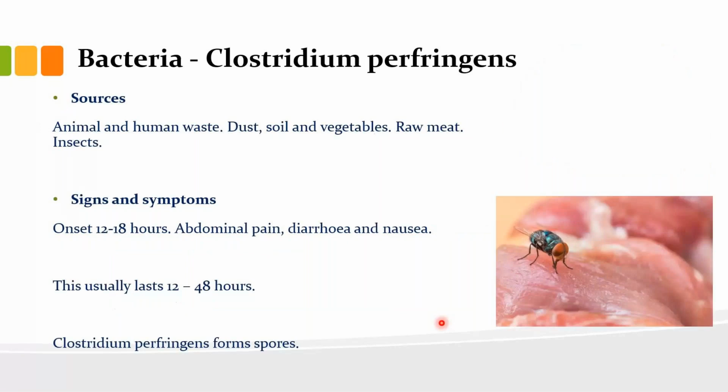Clostridium perfringens: sources include animal and human waste, contamination, dust, soil and vegetables, raw meat, and insects. Signs and symptoms from 12 to 80 hours: abdominal pain, diarrhea, and nausea. This usually lasts from half a day to 2 days. Clostridium perfringens forms spores, and the spores are considered the source of foodborne illness.